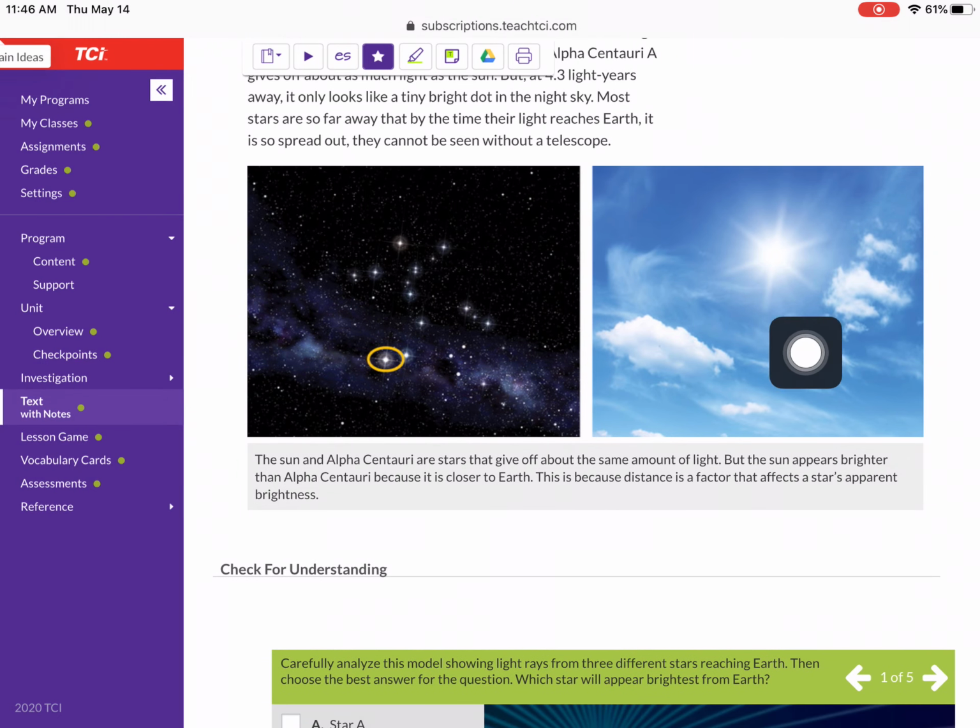So here is the sun, okay? It's illuminating everything on Earth. It's literally creating our daytime. Now, here's Alpha Centauri A. Both stars are about the same brightness, right? About the same brightness. But this star, the sun, is lighting up the Earth because it's closer than this one is.